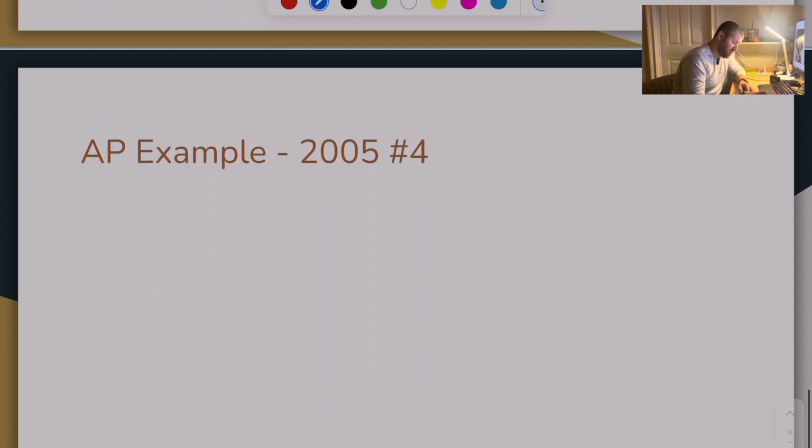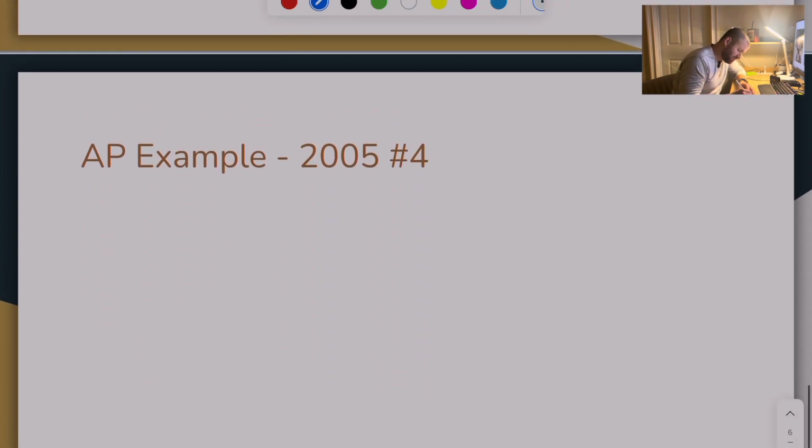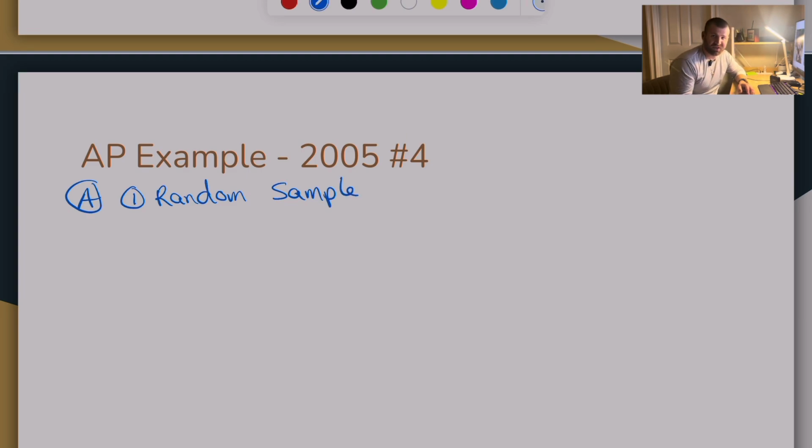Now, when we get to our assumptions, the first one, we still need a random sample. That's still important. The problem said so. So we're good.